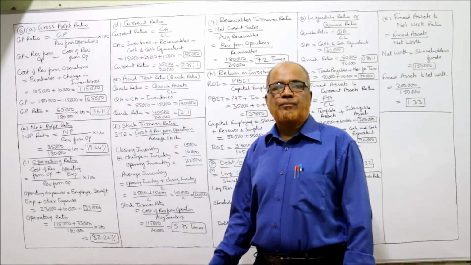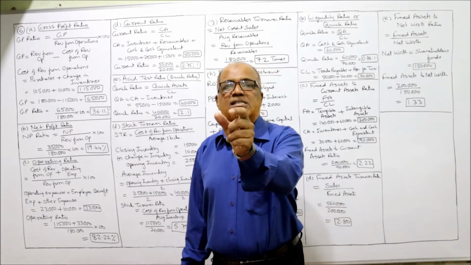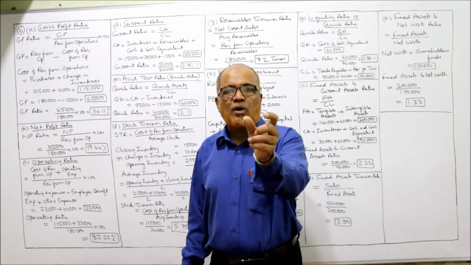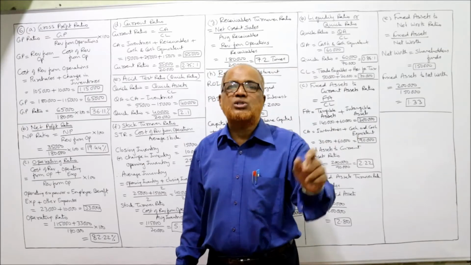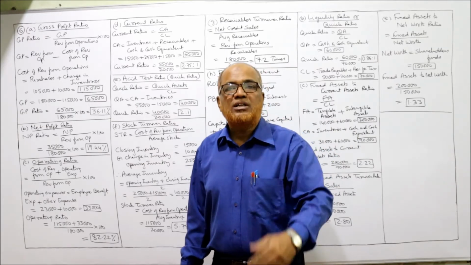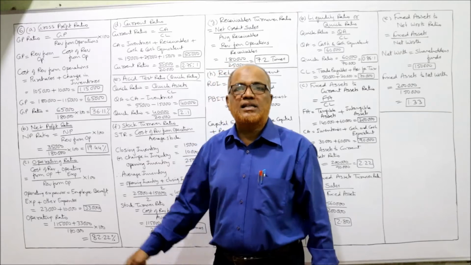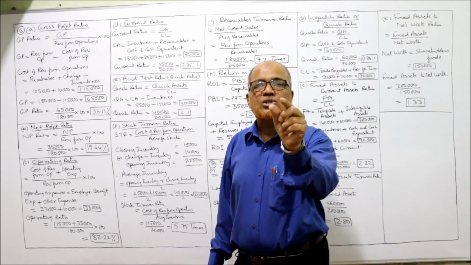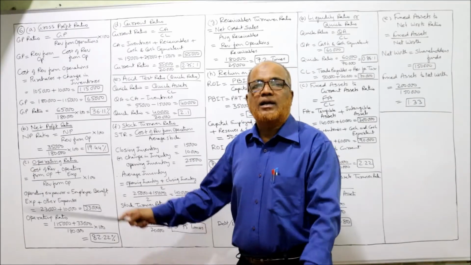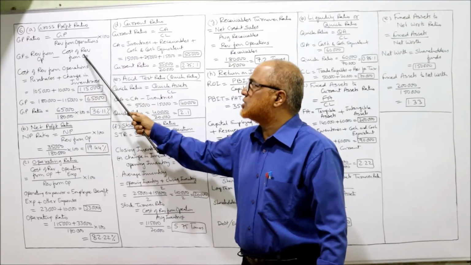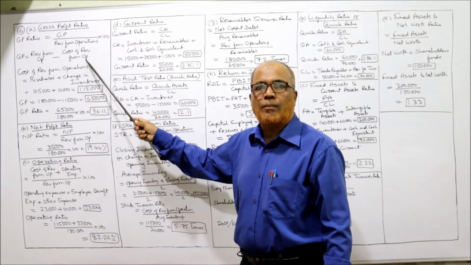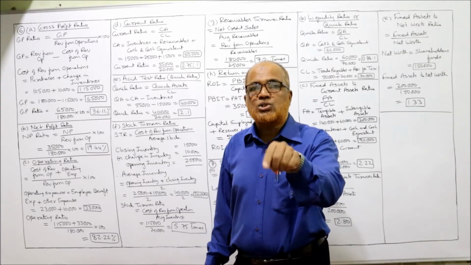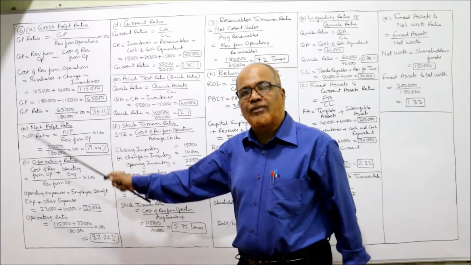The gross profit is sales minus cost of goods sold. In the previous problem we have discussed, gross profit is equal to sales minus cost of goods sold. Now we change the terms. Instead of sales, we call it revenue from operations. Instead of cost of goods sold, we call it cost of revenue from operations. The revenue from operations is given in the problem, but cost of revenue from operations is not given. We have to find it out.